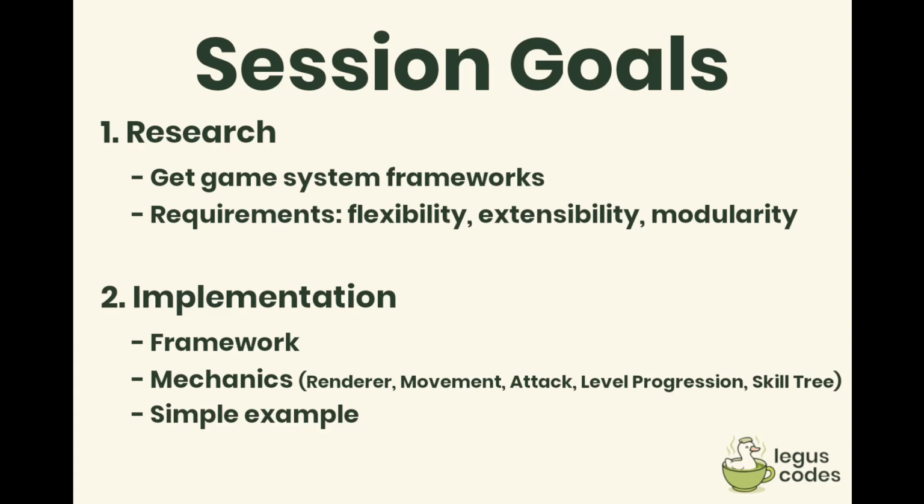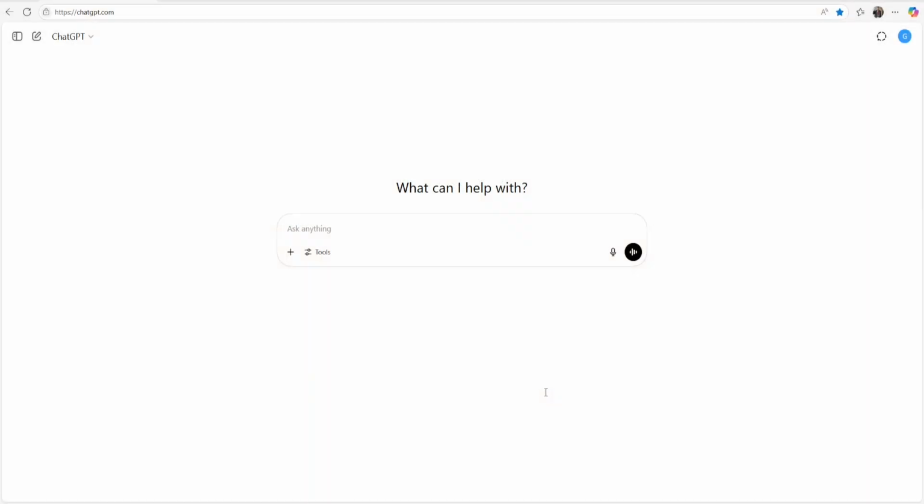Let's start exploring. The first prompt will be about the game system frameworks based on our requirements. We might need to iterate over multiple interactions as we gather more knowledge and understand the problem better.